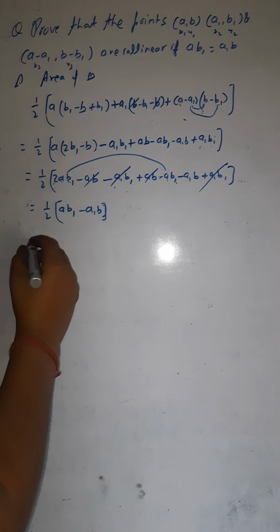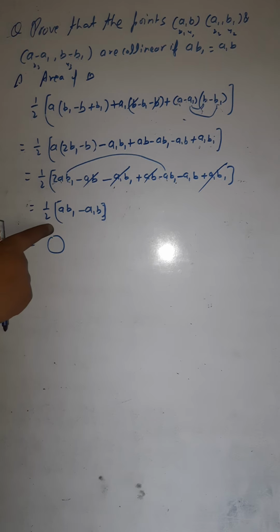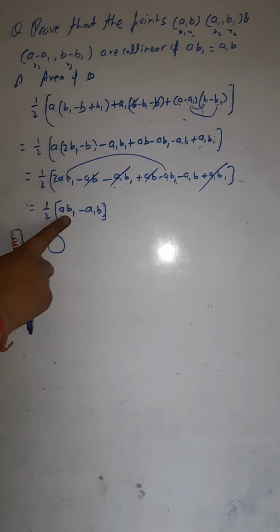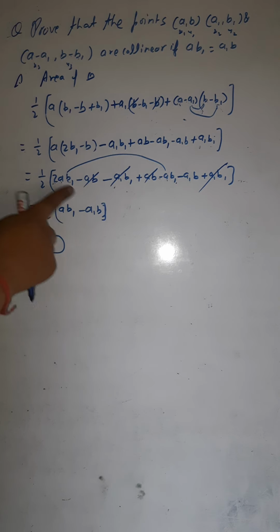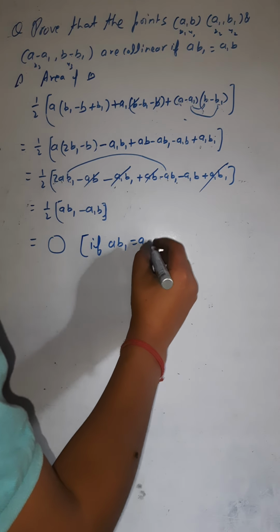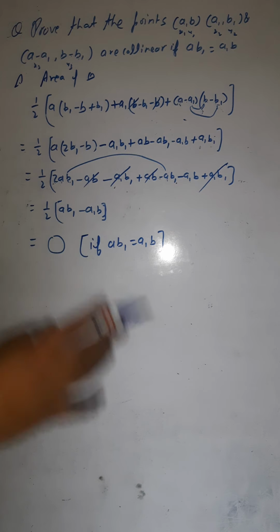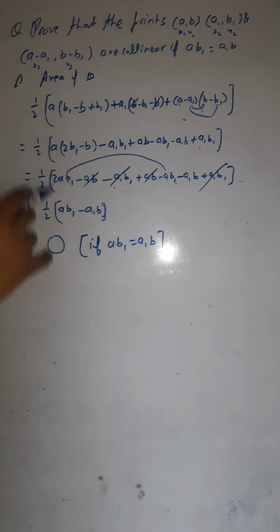Now, can I write here 0? I cannot write here 0. Yes, I can write here 0 if ab1 and a1b both are equal. If ab1 equals a1b, then I can write here this complete, because both become equal, then the answer would be 0. So the condition is what here? If ab1 equals a1b, then I can write the area of the triangle is 0.